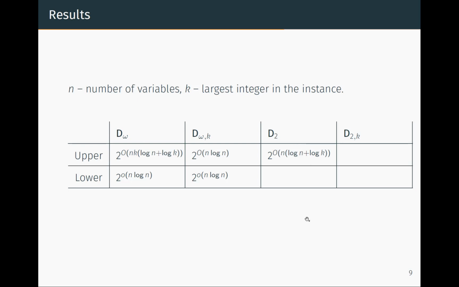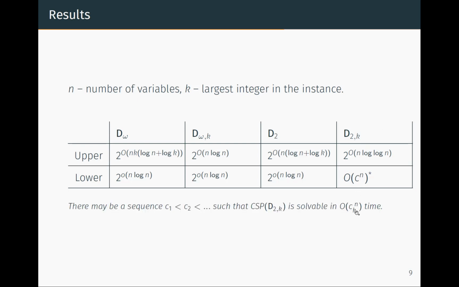For the binary case, we have an improved algorithm that runs in big O of n log n plus log k time, and a matching lower bound. Probably the most interesting case is the binary DTP language with intervals whose endpoints are bounded by k. In this case, we have an algorithm that runs in 2 to the big O of n log log n time, and the lower bound that we have is not tight. It says that there is no universal constant c such that CSP over D2k for every k can be solved in c to the n time.